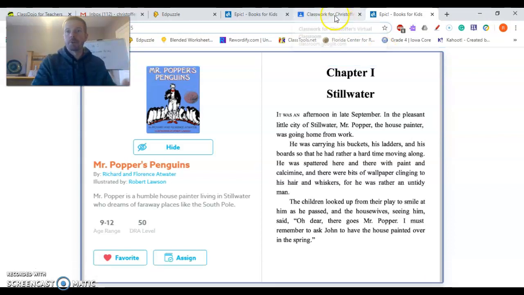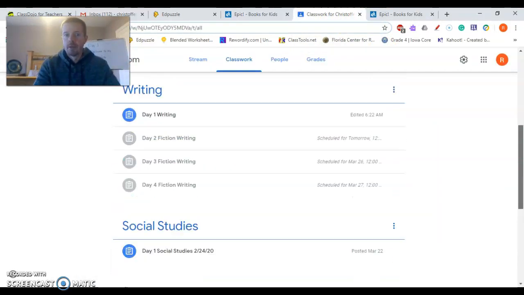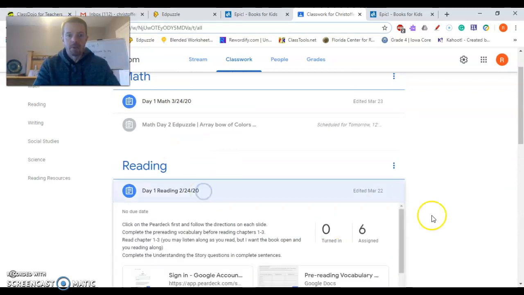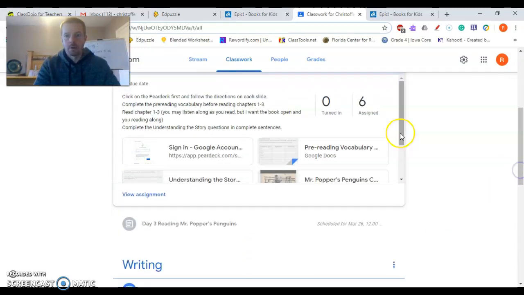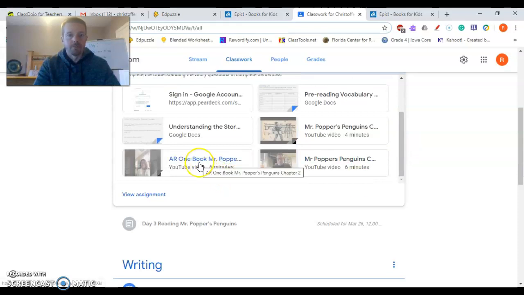To help out with this, I also included each of the chapters read aloud on YouTube. So Chapter 1, Chapter 2, and Chapter 3. If they do decide to listen to this, I'm fine with that, but I want the book out and I want them reading along with it. Okay? Then there's some vocabulary work that I'd like them to do before they read the book, and then some understanding of the story to answer after they've read the book.